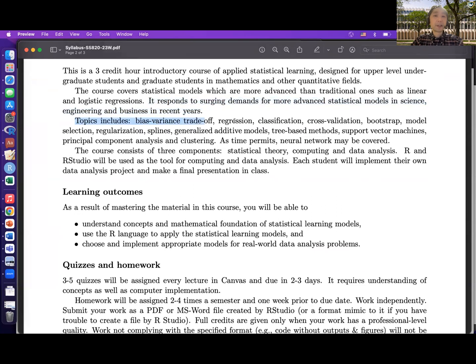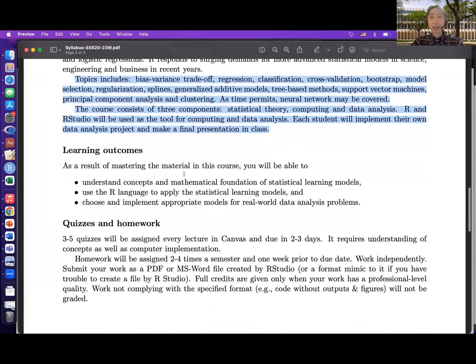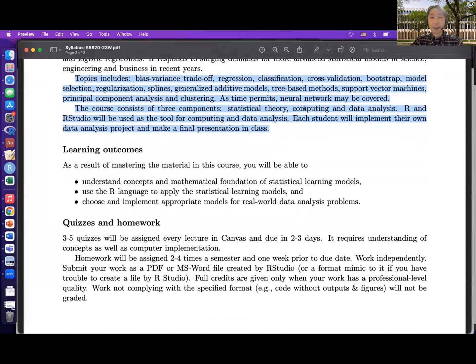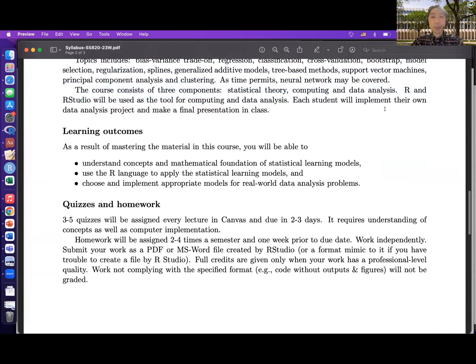Topics include the bias-variance trade-off, regression, classification, cross-validation, bootstrap, model selection, regularization, splines, generalized additive models, tree-based methods, support vector machines, principal component analysis, clustering, and, as time permits, neural networks. The course consists of 3 components: theory, computing, and data analysis. I will explain it later in chapter 1 in more detail.